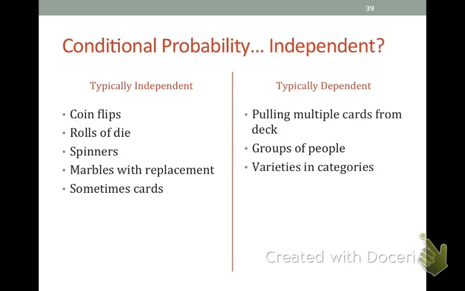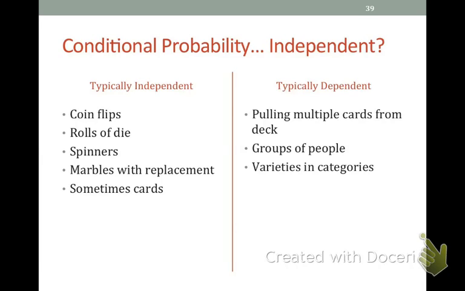What type of conditional probability are we talking about? Independent or dependent? Independent events are things like flipping a coin, rolling the dice, spinning, marbles that you put back, so with replacement. Cards, in other words, cards when you put them back with replacement. Those are independent events because if you pull a queen and you stick it back, same probability you're going to pull it again. Those are independent events.